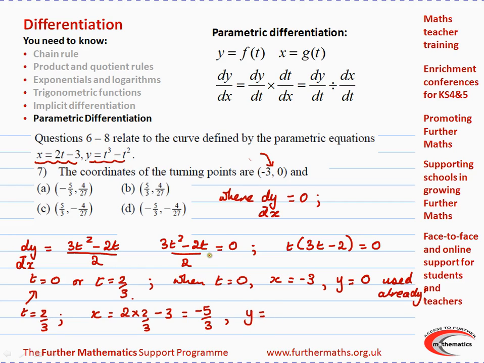And y is going to be equal to, that means we can eliminate a couple of answers already, doesn't it? We can get rid of those two. y is going to be t cubed minus t squared, which is going to be 8 over 27 minus 4 over 9. If we turn it all into 27ths, that's 8 minus 12, which I make minus 4 over 27. So our second set of turning points there, minus 5 over 3 and minus 4 over 27, which I think is answer D.